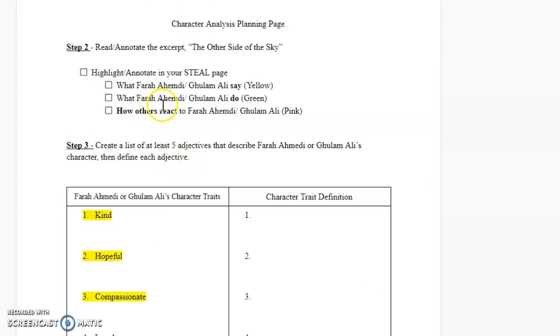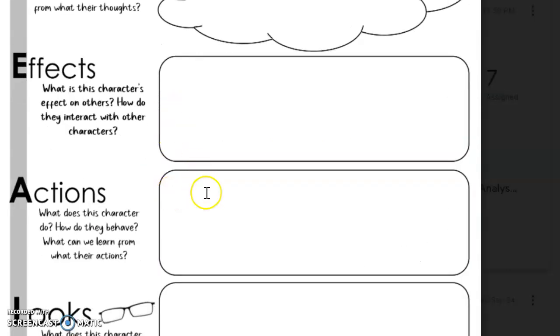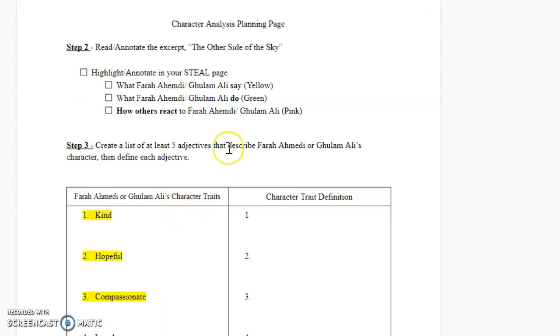Then, what do Farah and Ghulam Ali do? These are their actions. What is the most important action that they do? For Ghulam Ali, this may be the fact that he saved Farah, right? He went out of his way to take this stranger in. That might be his most important action. For Farah, her most important action might be having this faith and this hope in a complete stranger. So you're going to highlight that in green. Just the most important one to you or whatever you've written down. Make sure you annotate it on the side.